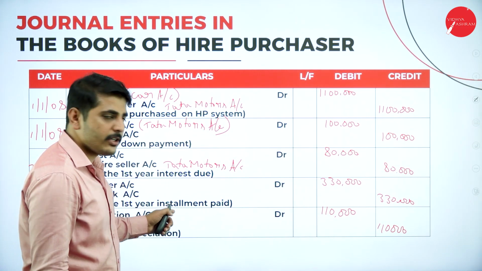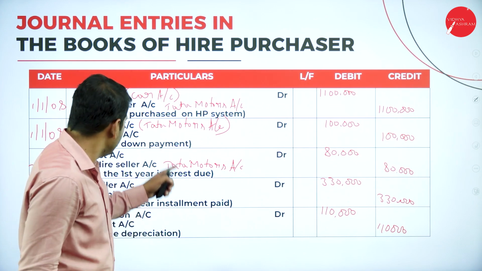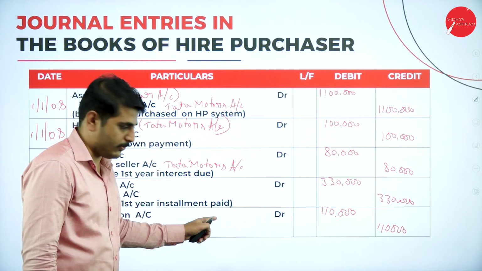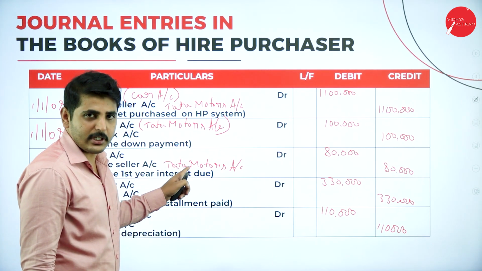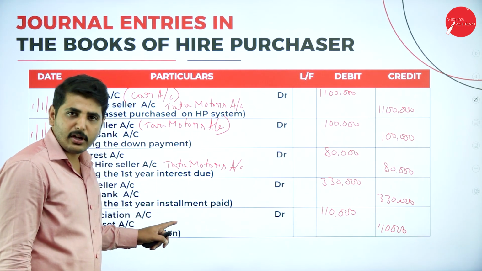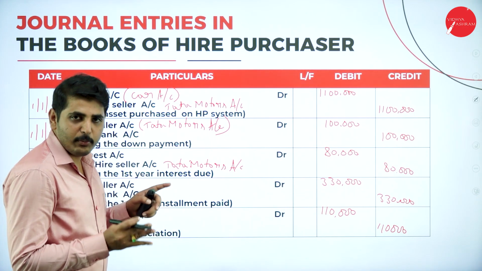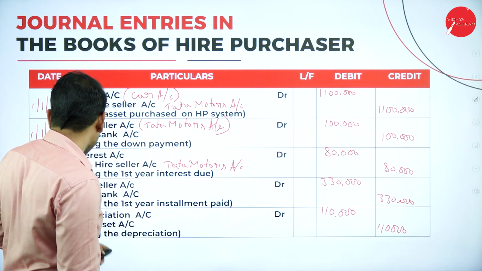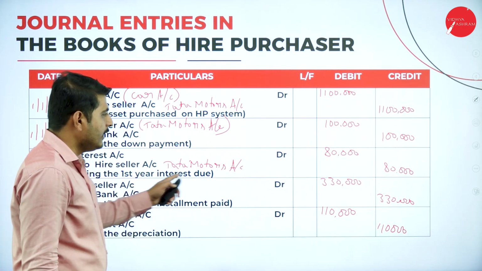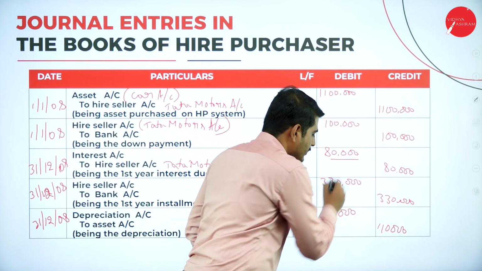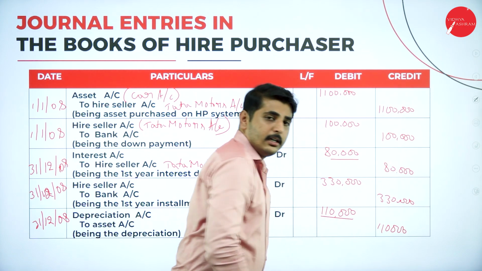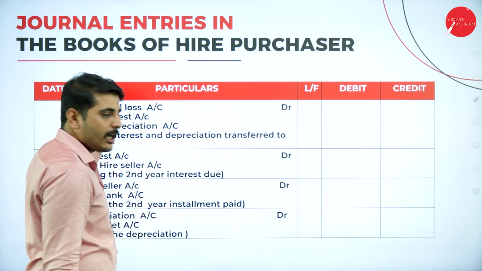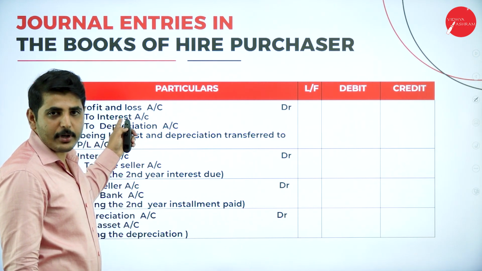Now the next entry is transferring this interest and depreciation to profit and loss account. Interest is a loss to the company, depreciation is also a loss to the company. We have to transfer both interest and depreciation to profit and loss account. Here what is our interest? 80,000 is our interest, right? Now what is our depreciation? 1,10,000 is the depreciation. So transferring interest and depreciation to profit and loss account.